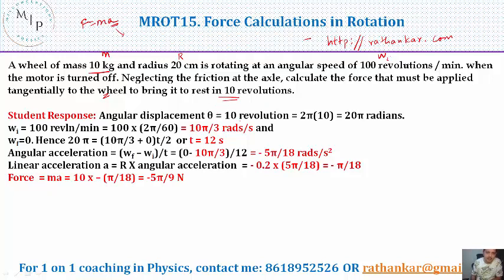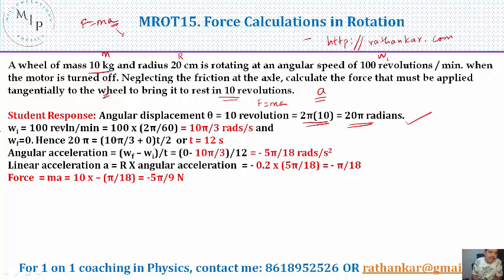Let us look at the solution. The student thought that if he can get the linear acceleration A using these data, he can easily calculate the force, F equal to M into A. Is A given? No. First he finds the angular displacement, theta equal to 10 revolutions, in radians. One full revolution is 2 pi radians, that is 360 degrees, so 10 revolutions is 10 multiplied by 2 pi, which is 20 pi radians. This step is correct, no issues.